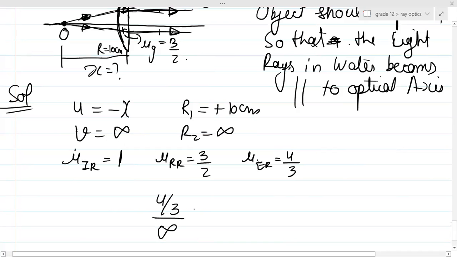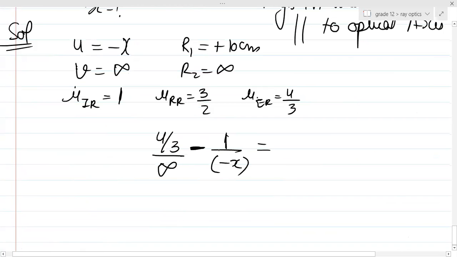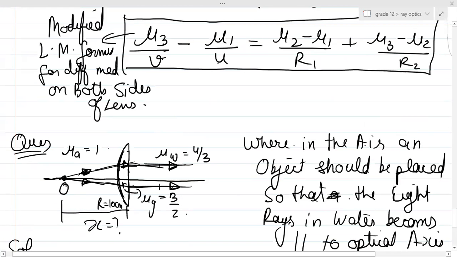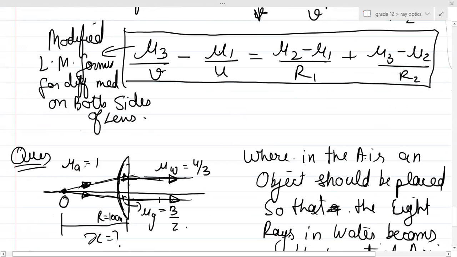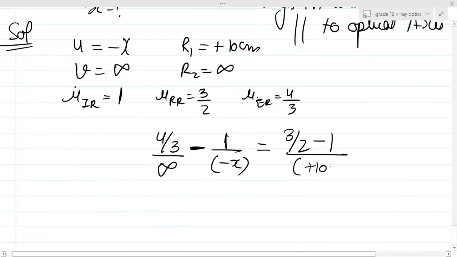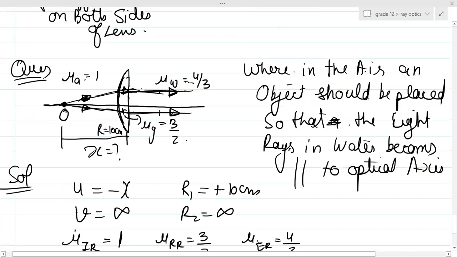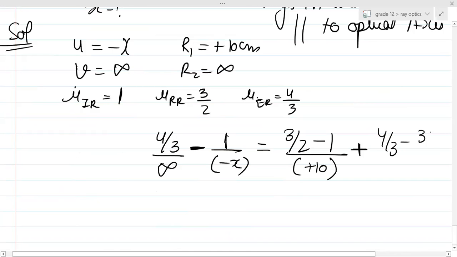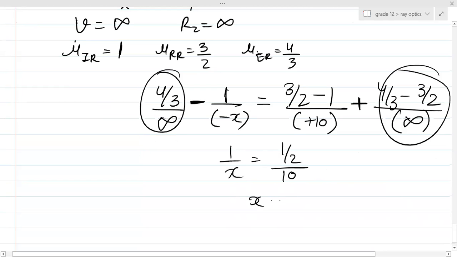4 by 3 divided by infinity minus 1 divided by minus x is equal to, can you say over here, mu 3 by v minus mu 1 by u, okay, is equal to this medium minus that medium, 3 by 2 minus 1 divided by the radius R1. R1 is basically how much? Plus 10 centimeter, plus mu 3 minus mu 2, so basically this minus that. So 4 by 3 minus 3 by 2 divided by infinity, because the radius was infinity. So this will become 0. So from here, 1 by x is basically 1 by 2 divided by 10. And from here, x is basically 20. That's the answer.